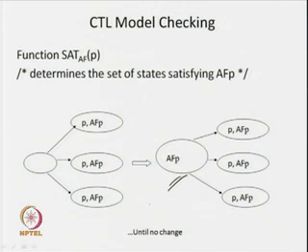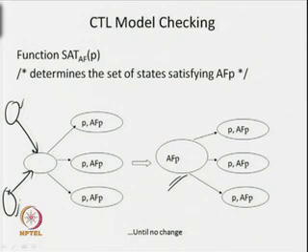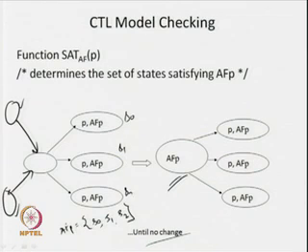If we have some more states over here, then like that we can go backwards. Once we know the labels of these states, we can go for the labels of those other states also. We proceed in this backward manner until there is no change, that means we cannot collect any more states. Initially, where AFP is true is S0, S1, S2. These are the three states.